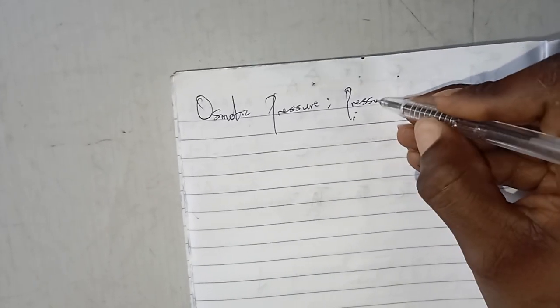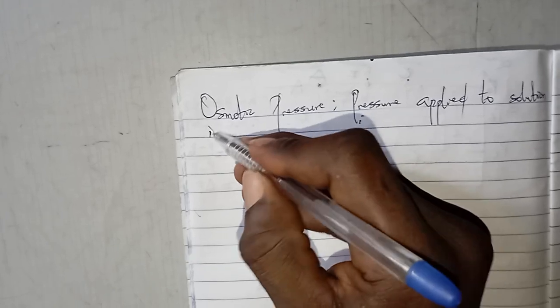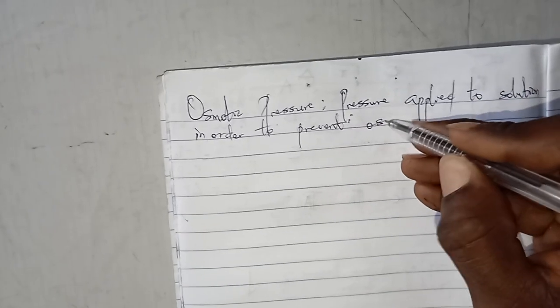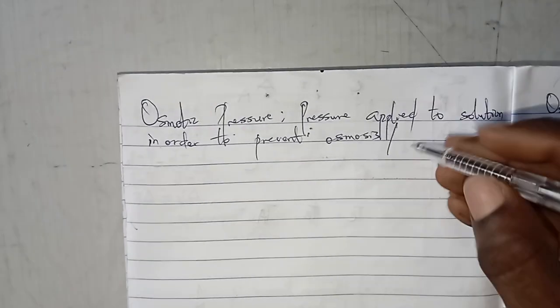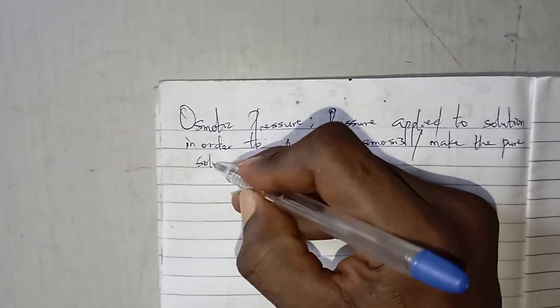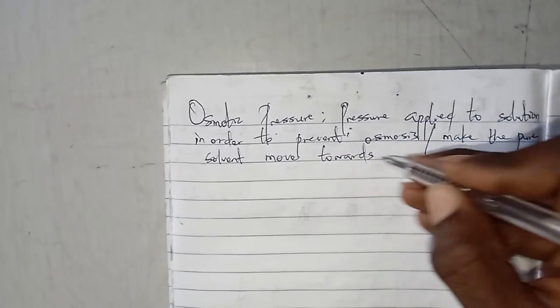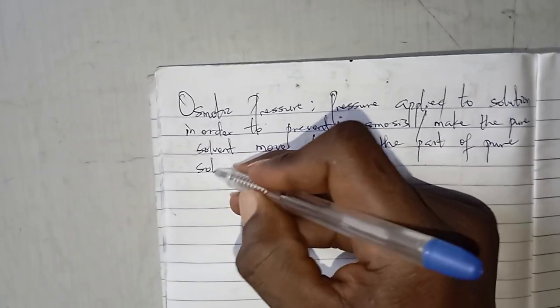So we define osmotic pressure as the pressure applied to a solution in order to prevent osmosis. Or we can say it is the pressure applied to a solution in order to make the pure solvent move towards the parts of pure solvent.